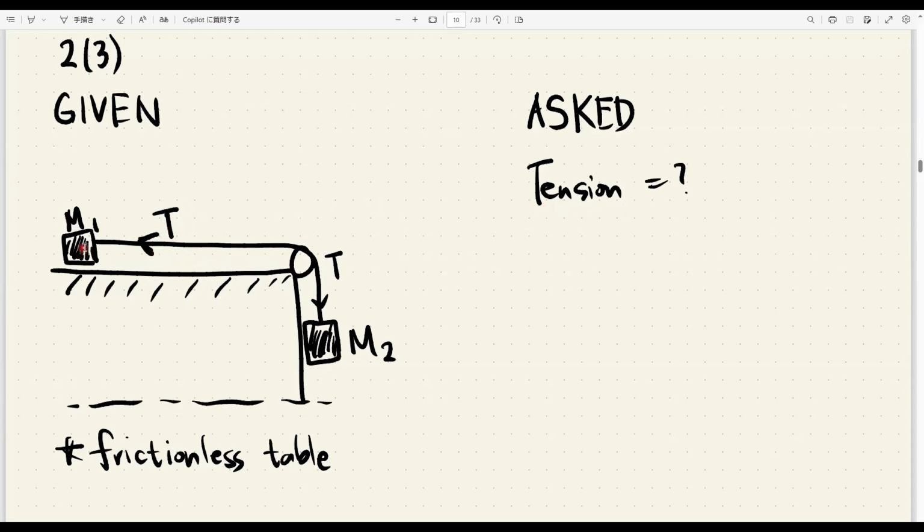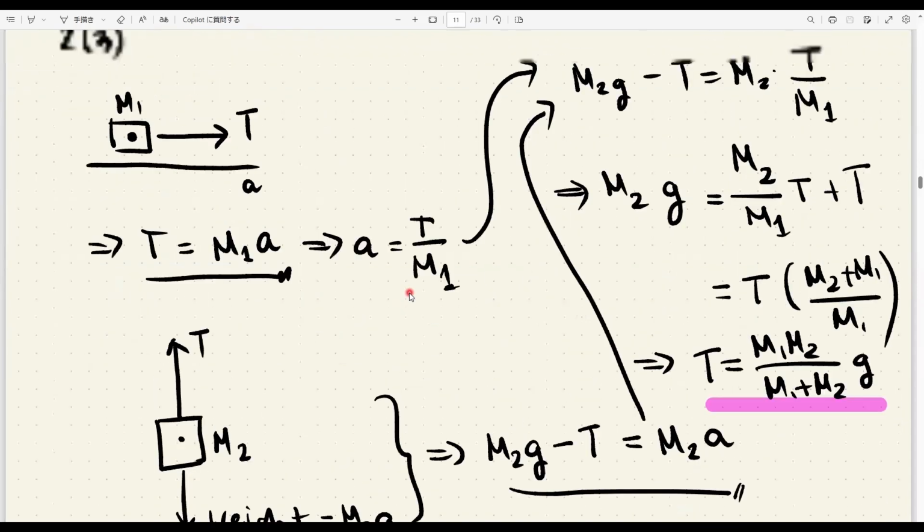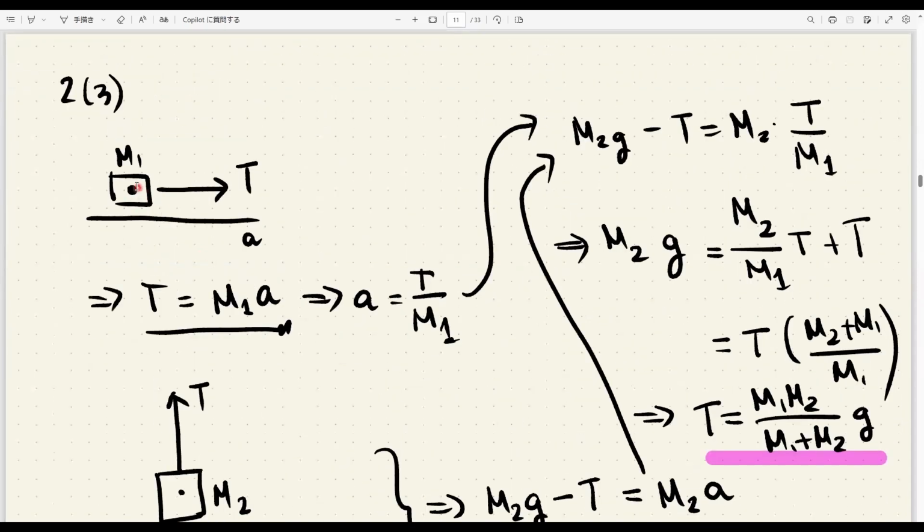Now, to solve this, we look at the blocks individually. We first look at M1, then we look at M2, and let's look at the relationship between the variables that are involved. So let's look at M1 first. M1 only has one force acting on it in this direction, and that's the tension, right? So for M1, that tension is the total of all the forces. And we said that Newton's second law tells us that the sum of all the forces in that direction is just the product of the mass times the acceleration. And so this is what we have for Newton's second law.